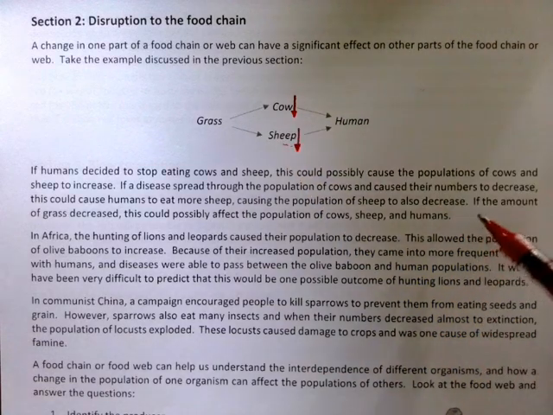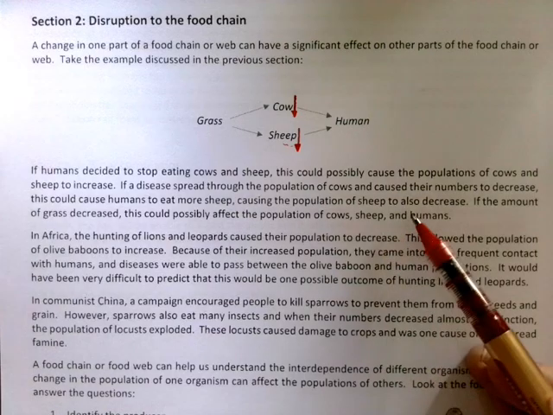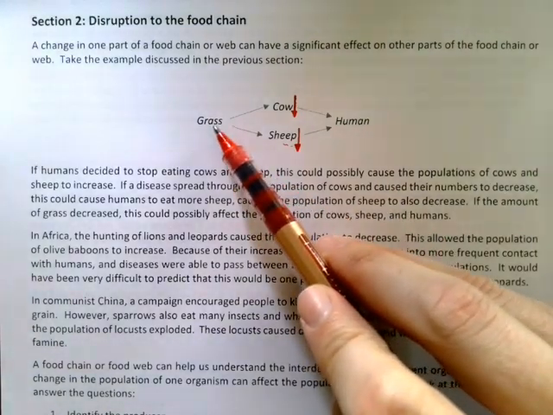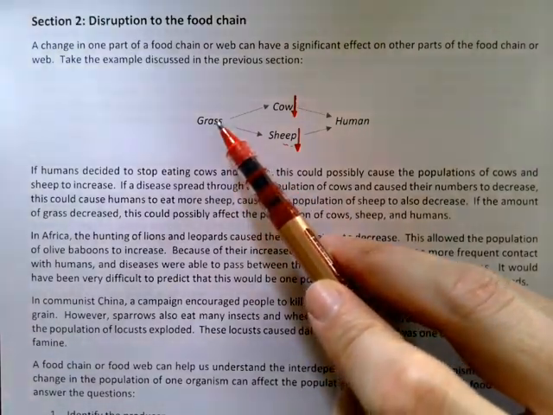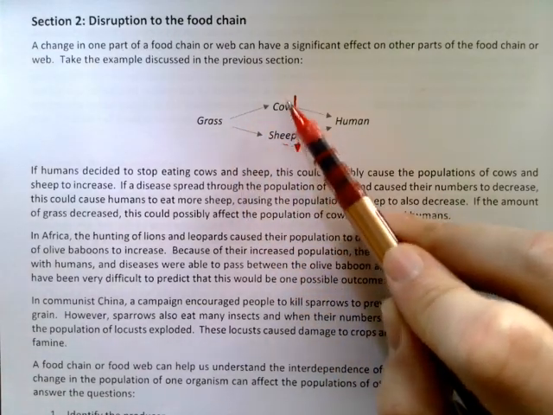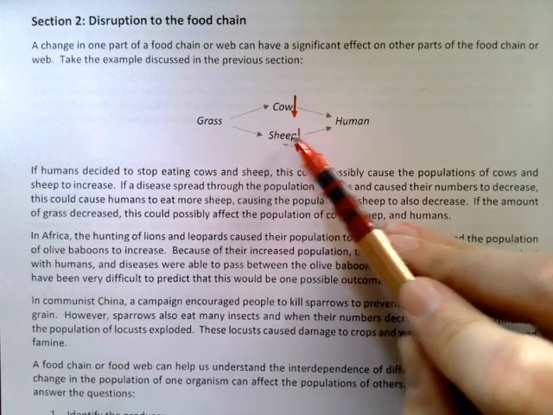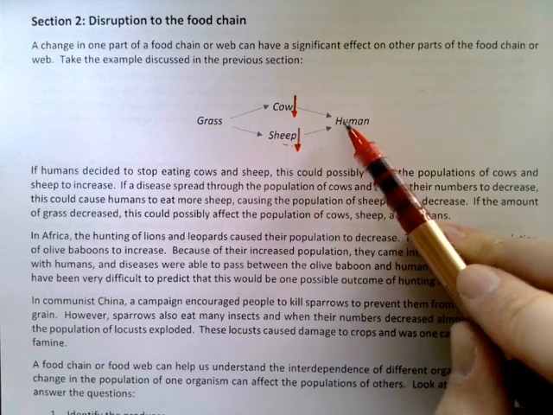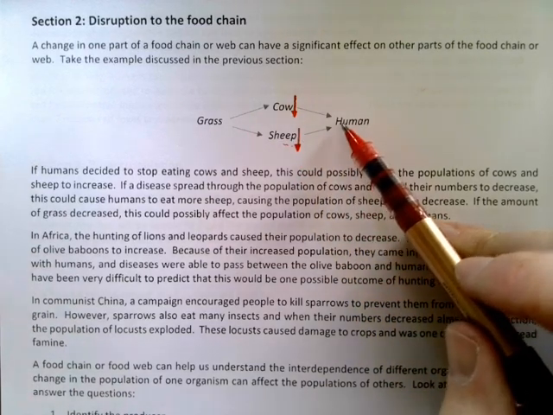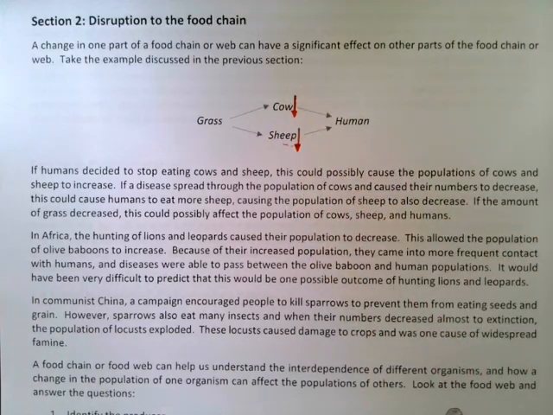If the amount of grass decreased, this could possibly affect the population of cows, sheep, and humans. So let's imagine that some disease goes through the grass population and the amount of grass goes down. Well, there's not enough grass for the cows and the sheep to eat. The cows and the sheep decrease in number. And then there's not enough cows and sheep for the humans to eat, so the humans decrease in number. That's unlikely to happen because humans eat lots of different stuff, but if it was really just this simple, that's what would happen.